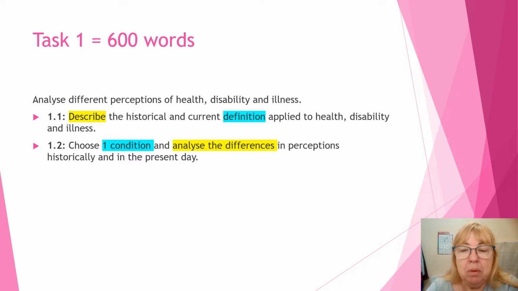Cerebral palsy is quite a good one because there's been quite a lot of changes in perceptions. So think about, what did people think of this illness? First of all, what did people think caused that illness 300 years ago? Do they think the same today? What did people think 300 years ago that you could do if you had that illness? Do you think the same today?